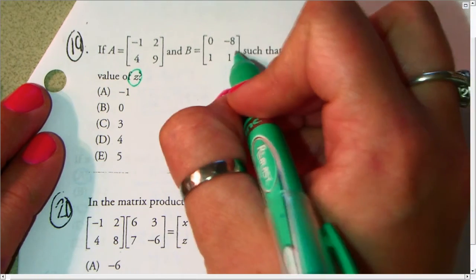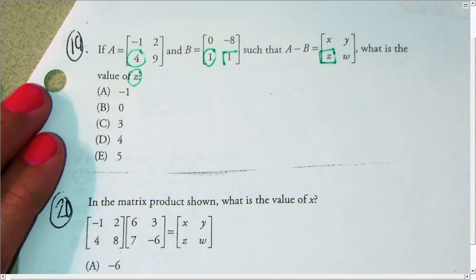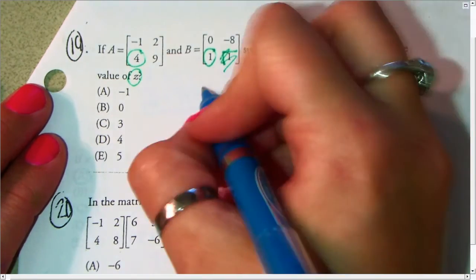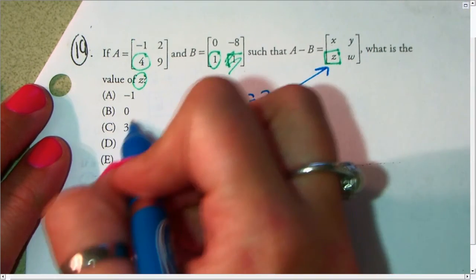So that means I should focus, not on that one. I should focus on this one and this one. Not this one. I highlighted the wrong one. So I'm going to have 4 minus 1, which is 3. So 3 is the value of Z.